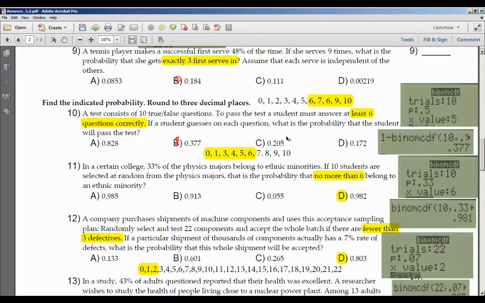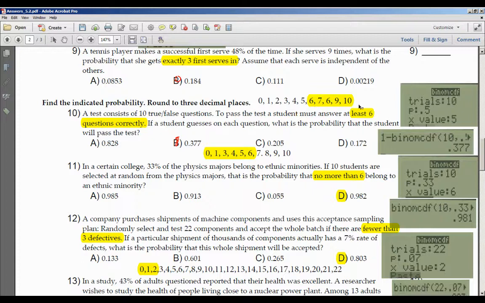All right, so finally by number 10, we change a little bit. It says here, a test consists of 10 true-false questions. Already I know the probability, my p-value is 0.5. At least 6 correct. So at least 6 would be 6, 7, 8, 9, or 10. I'm sorry, this should have been an 8 here, my bad.